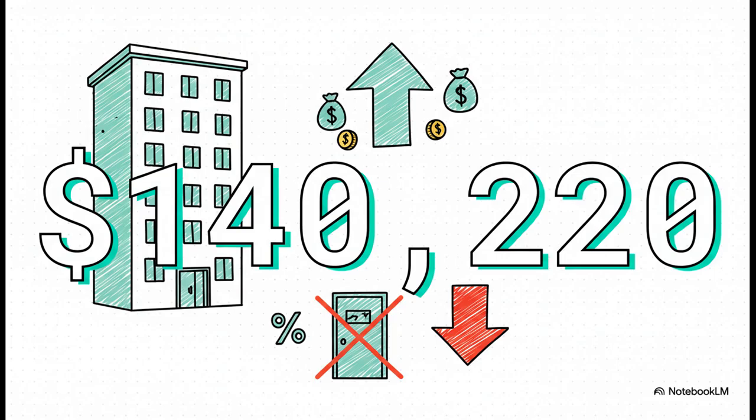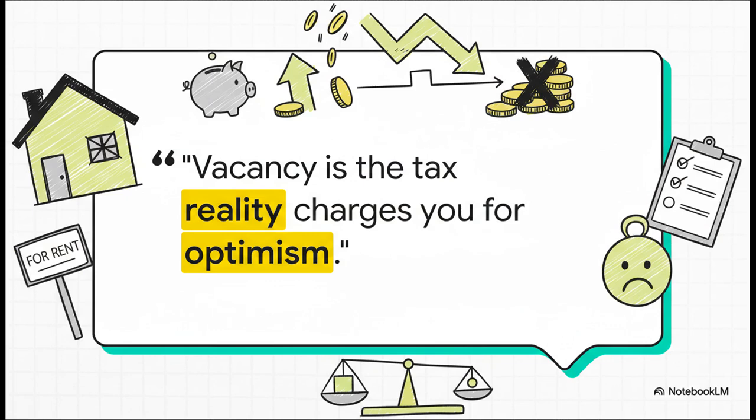Let's run through a quick example. So imagine a building could bring in $12,300 a month. You multiply that by 12, and your gross potential income is $147,600. Now let's say the exam question tells you there's a 5% vacancy loss. Well, that's $7,380. You subtract that loss, and there's your EGI, $140,220.